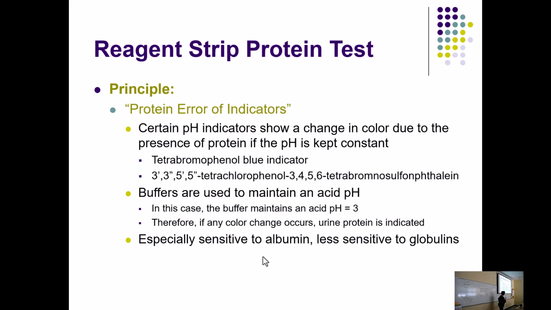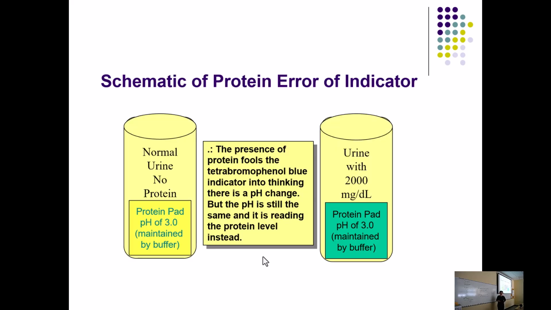Now, the big thing is there are buffers on the pad to maintain that pH. The buffer maintains the pH at about 3, so pretty acidic. Therefore, any color change indicates urine protein. It's especially sensitive to albumin. Primarily, most of these strips are sensitive to albumin only. Sometimes the globulins might be a little bit of a factor, but for the most part, it's only going to be looking for albumin. You will see that one again.